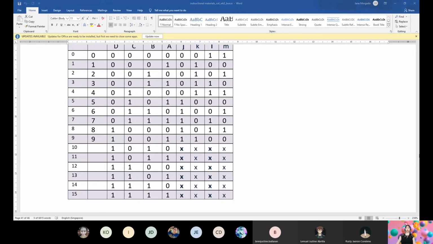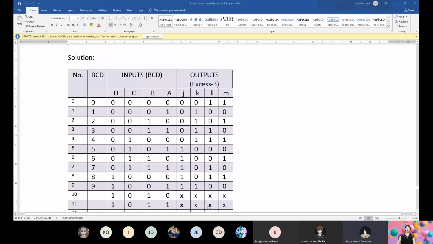Any question? None. Okay. So XS3. What does XS3 mean? It means adding 3, ma'am. 0 plus 3. We had this in chapter 1.